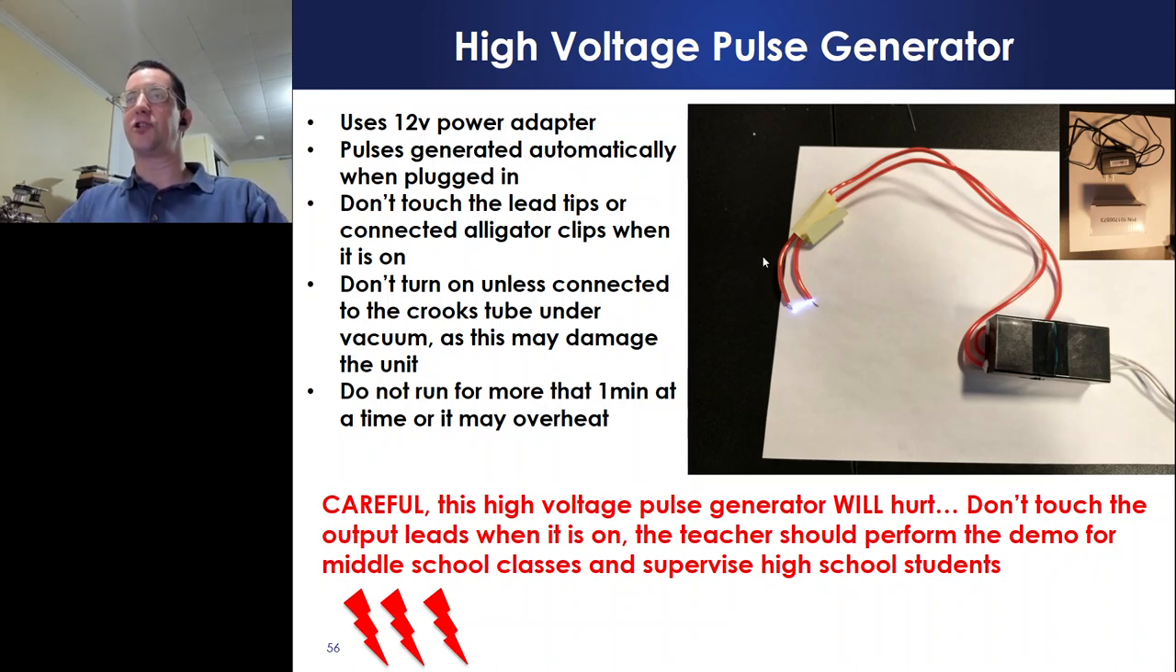When the pulse generator is turned on, do not touch the lead tips or the alligator clips it is connected to. Do not turn on the pulse generator unless it is connected to the Crookes tube under vacuum, as firing the pulse generator without a load may damage the unit. Do not let this unit run for more than 1 minute at a time or it may overheat. Be careful with this pulse generator, as contact with the high voltage pulse generator leads will hurt. Don't touch the output leads when it is on. The teacher should perform this demo for the middle school classes and supervise high school students.